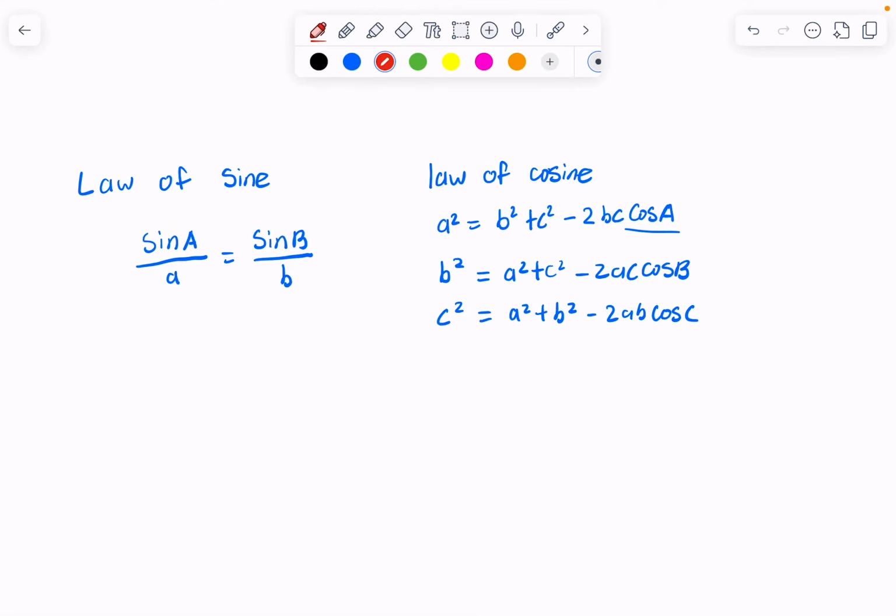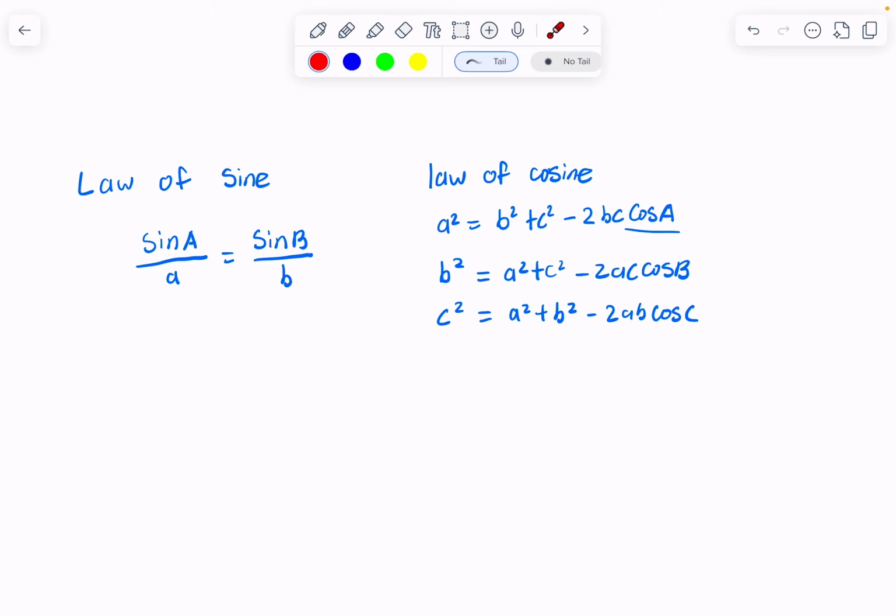Okay, so today we're going to be learning how to solve triangles, and that would be with law of sine and law of cosine. Law of sine is basically sine A over A equals sine B over B. I'll teach you when to use law of sine and when to use law of cosine, but this is law of cosine right here. You could just focus on this one because they're basically all the same.